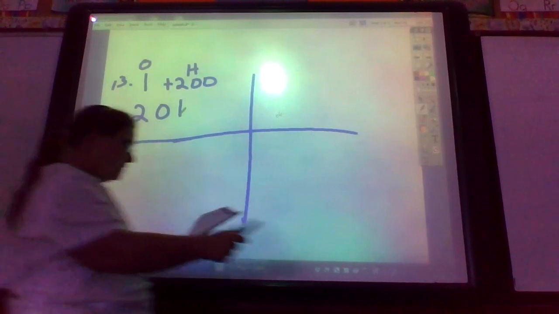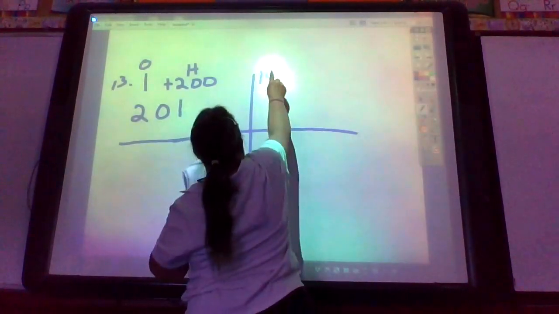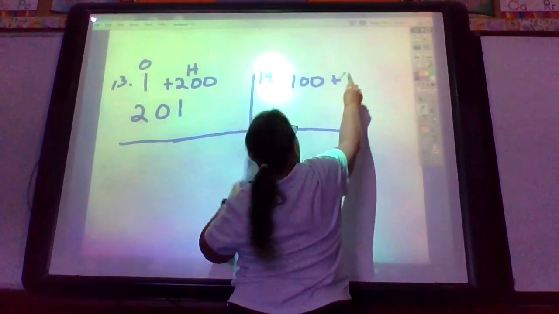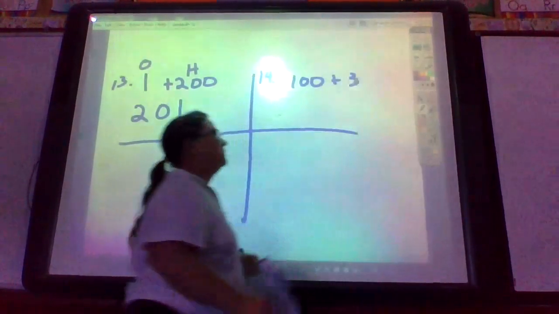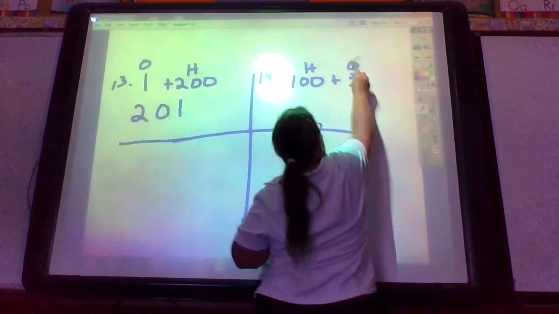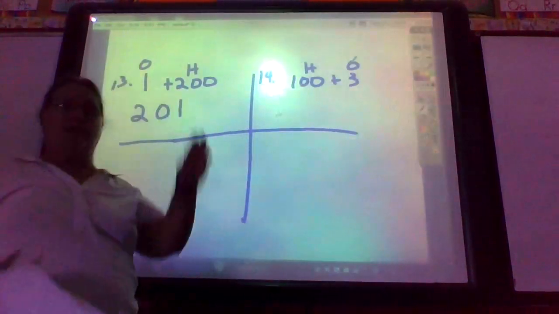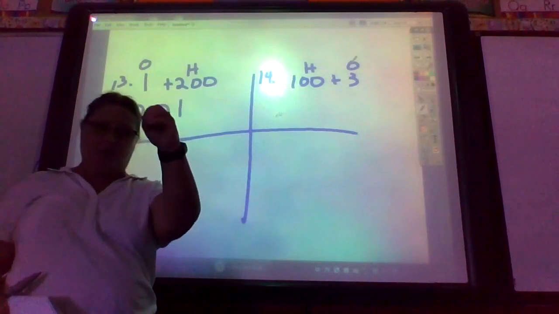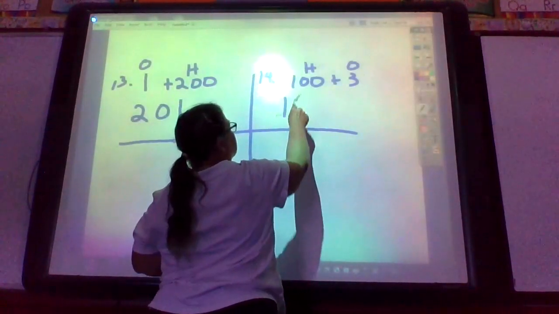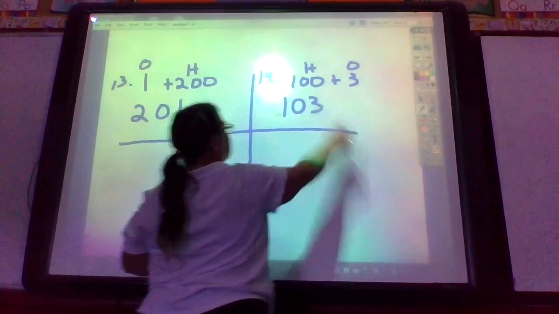Okay? Let's do number 14. They're tricking us here. We have 100 plus 3. So I have hundreds, and I have my ones. Here again, there's no tens, so we have to put a 0 for that 10. We have 1 hundred, 0 tens, and 3 ones.